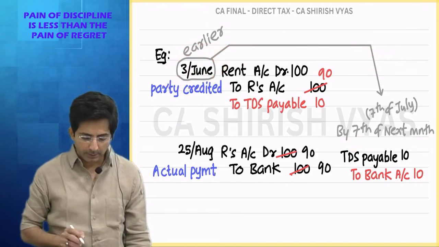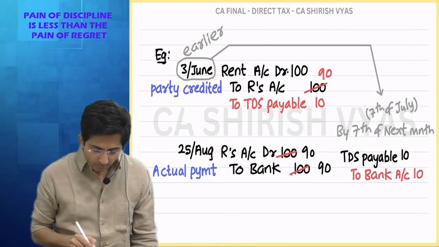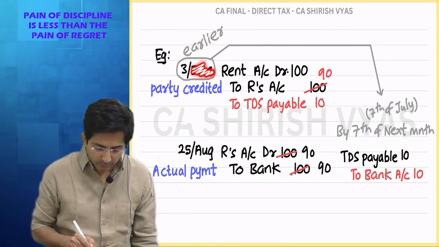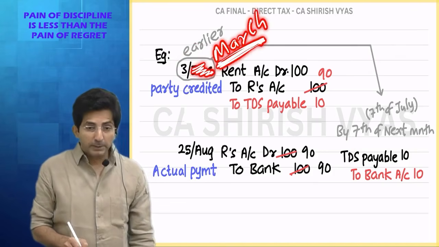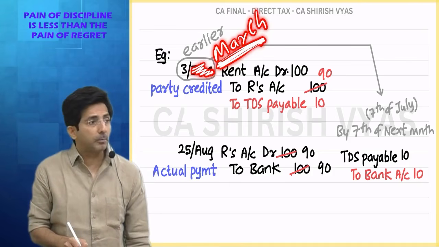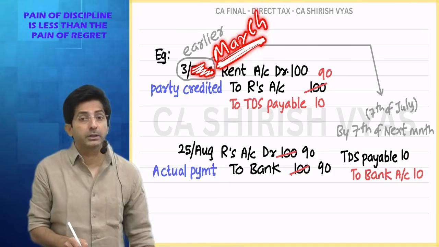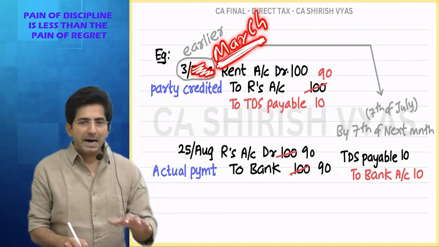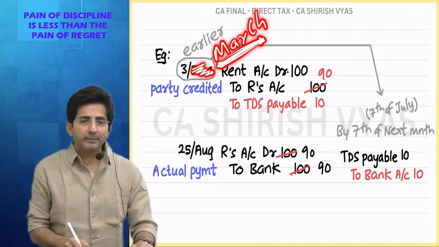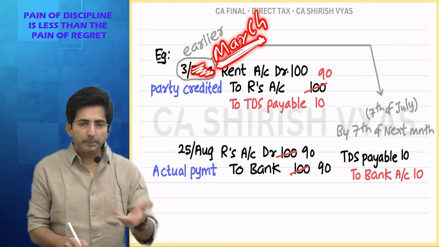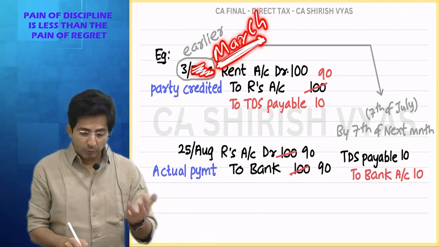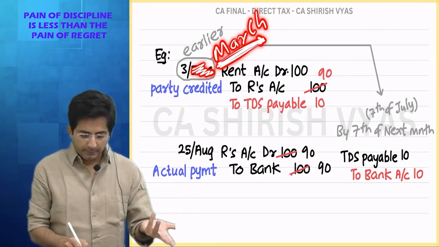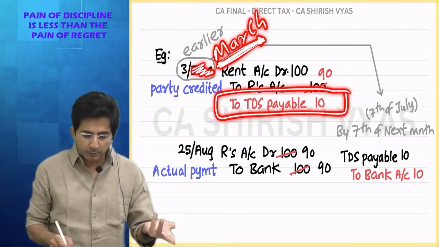Okay, now try this question. What if this was 3rd March? Means my rent became due on 3rd March. But I deposited in August. March it became due. But when did I pay? Means I actually paid the rent in August. So now whichever is earlier is March. March has come first, then comes August. So March. So when will I deduct TDS? 3rd March. On 3rd March in my books TDS payable should come.